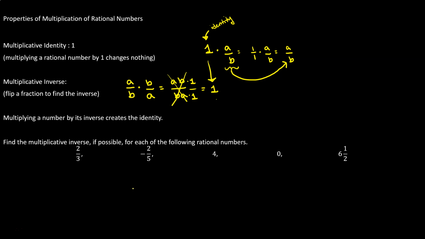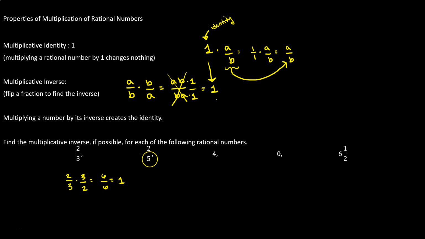So we're going to practice finding the multiplicative inverse. I've got 5 different numbers written on the screen. If it's just a simple fraction, we will flip it over. So for 2/3, the multiplicative inverse would be 3/2. I just flipped it over. And we can check to make sure that it is the multiplicative inverse, because when we multiply them, we get 6 over 6, which is equal to 1.